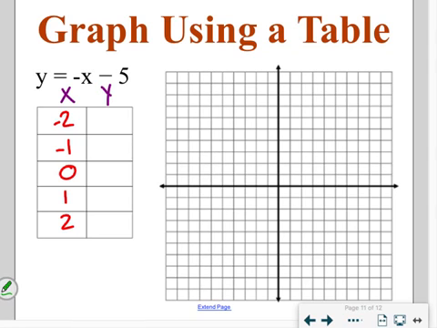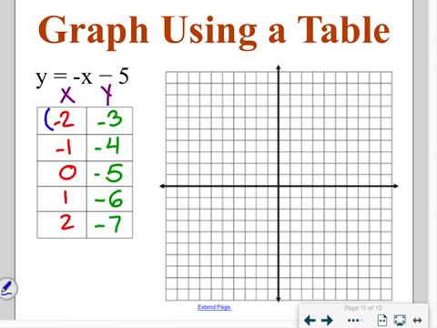Negative times -2 is a +2. -5 gives me -3. -1 times negative is 1. -5 gives me -4. 0 times a negative is 0. -5 gives me -5. 1 times a negative is -1. -5 is -6. 2 times a negative is -2. -5 is -7. So we have 5 points that we can now put onto the graph.